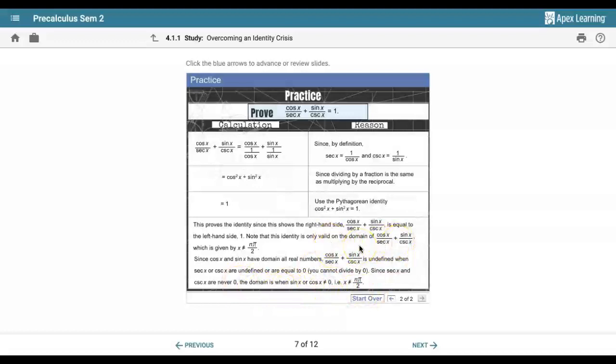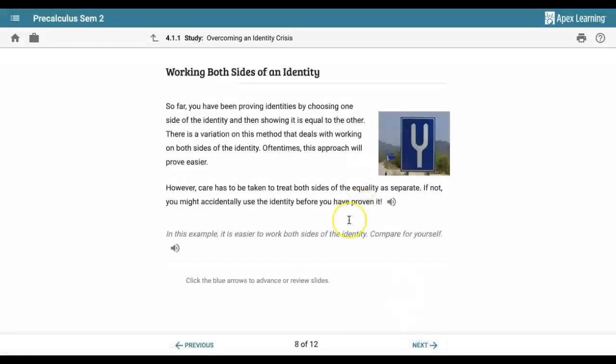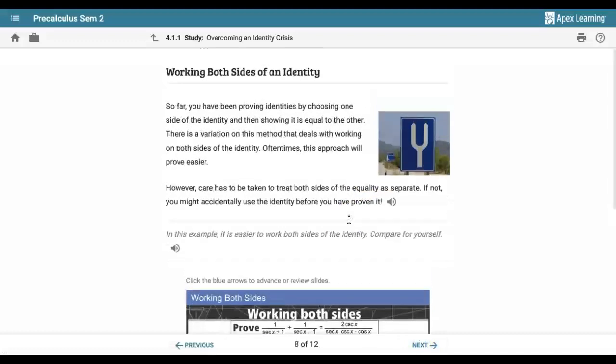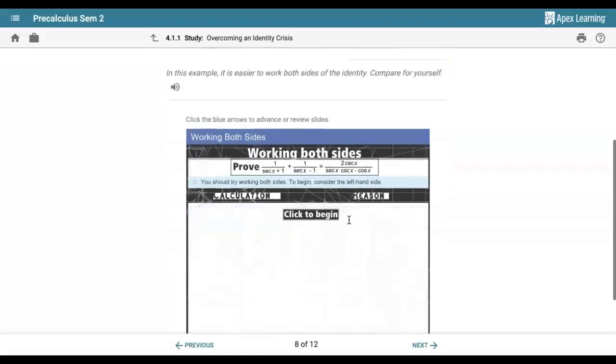So again, looking a little bit further, now that we understand how to prove, we now have to fully answer the question, where is this identity or this proof not true? Now we've done some more basic identities, but we have to deal with what happens if both sides of the equation are a little bit more complicated. That's what they're saying, working both sides of an identity here.